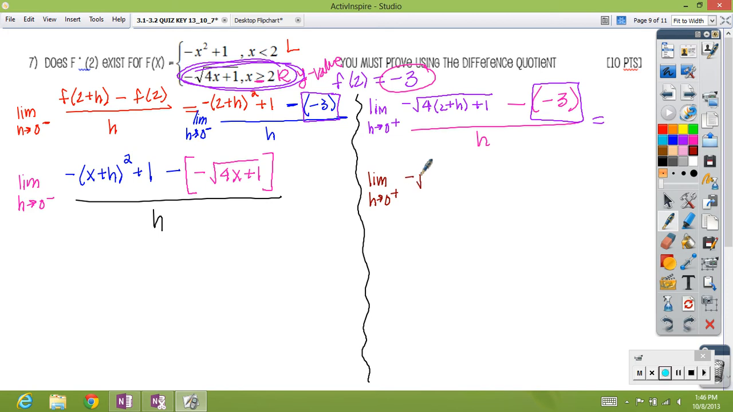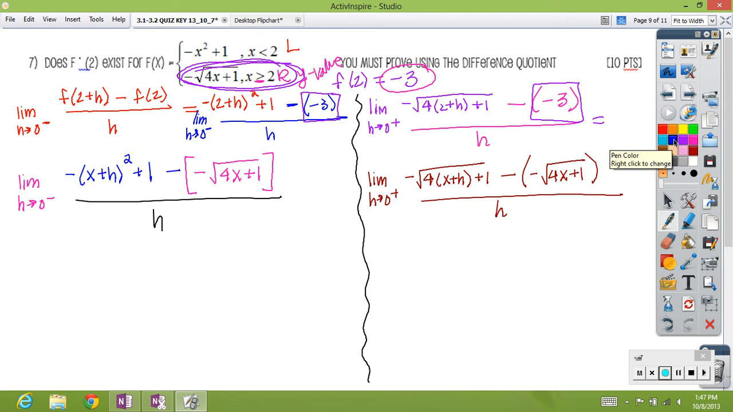That would be negative square root of 4 times x plus h plus 1 minus the negative square root of 4x plus 1 all over h. So what made a lot of you get this problem wrong is forgetting that this in the back where it says f of x or f of 2, that has to be the same whether you're doing the left-sided limit or the right-sided limit. And that's probably the piece that most people got incorrect.